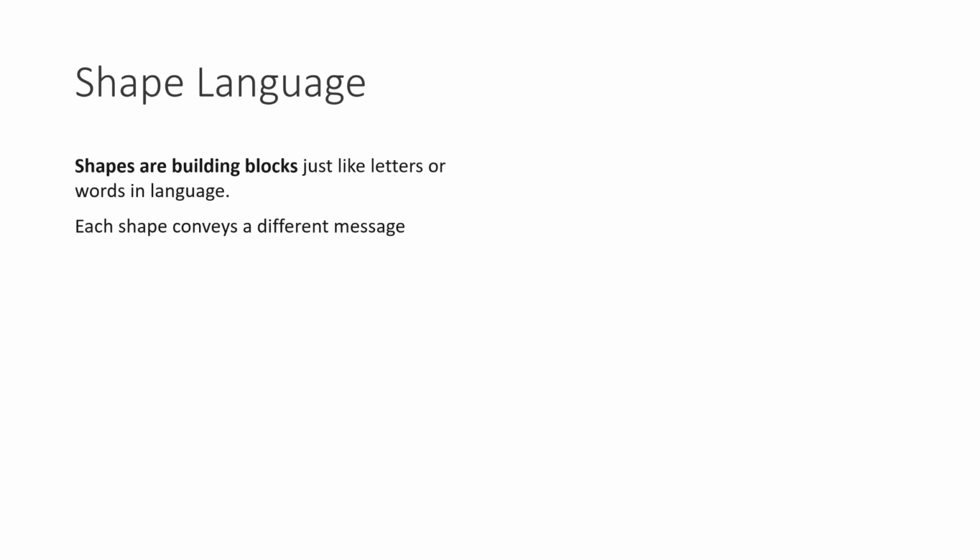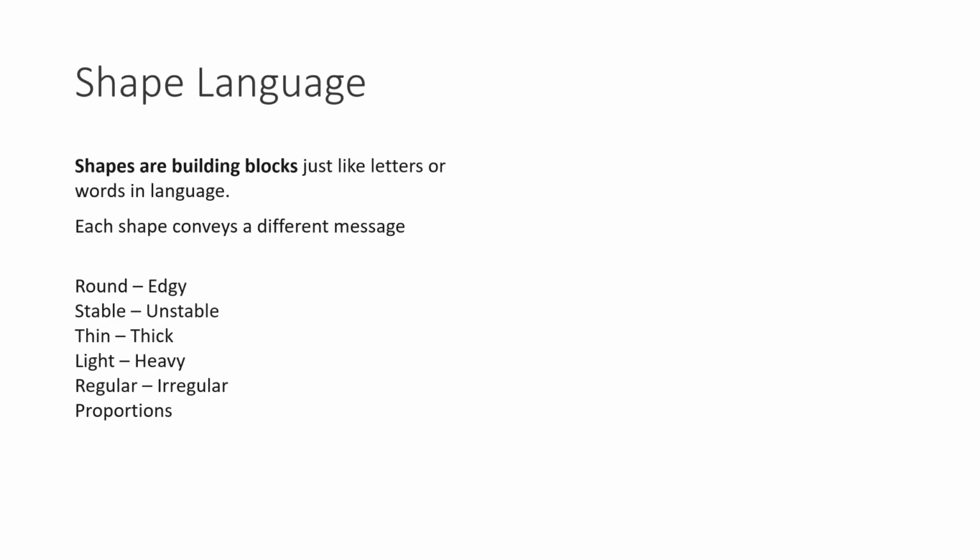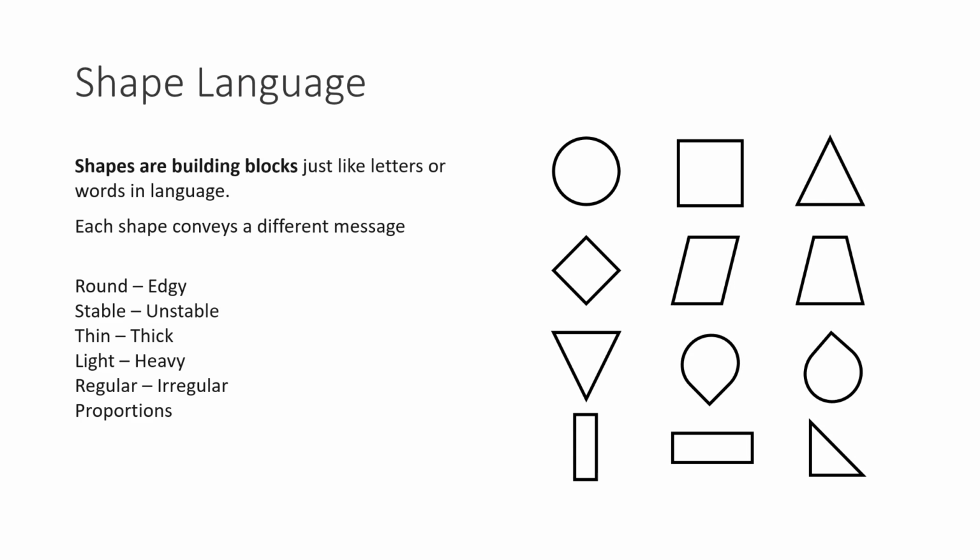And each shape conveys a different message. There are round shapes, there are edgy ones, or ones with lots of corners. There are other adjectives too: stable, unstable, thick, thin, light, heavy, regular, irregular. Proportions are also one big topic that comes up in this regard. And if you look at all these, I think that we're able to attribute various sorts of emotions to them.